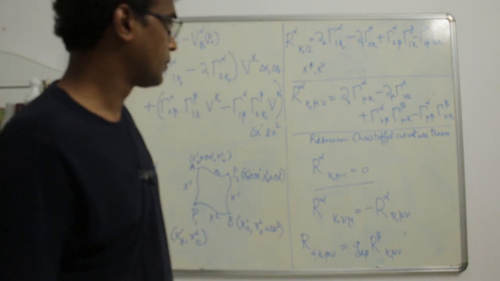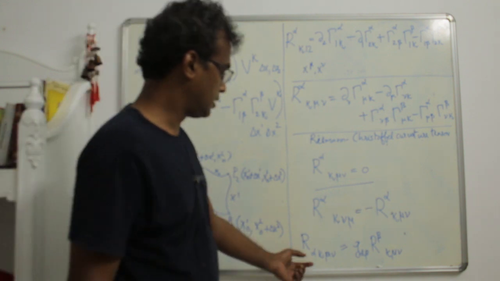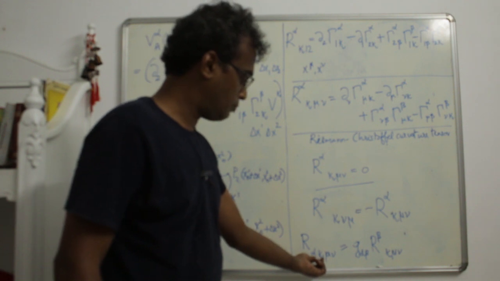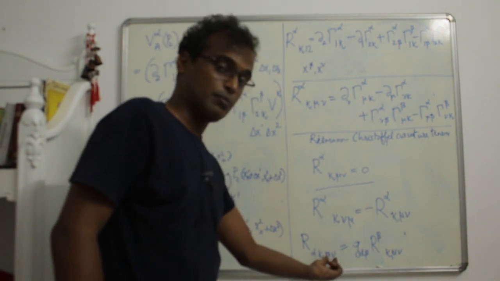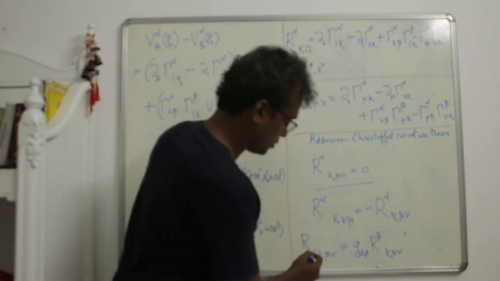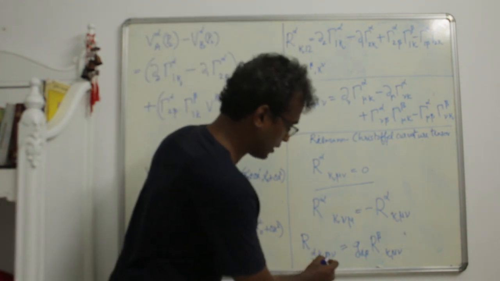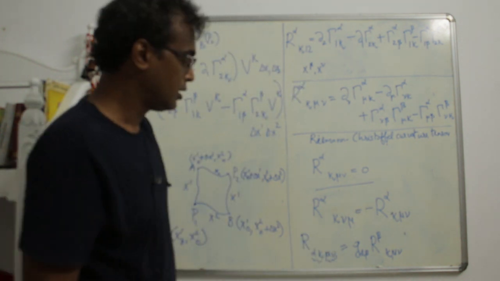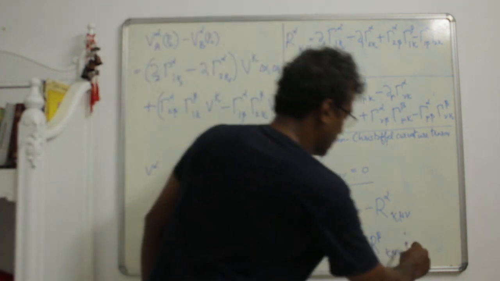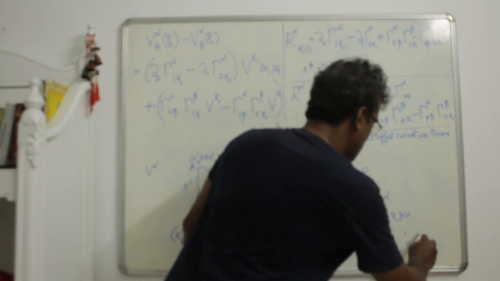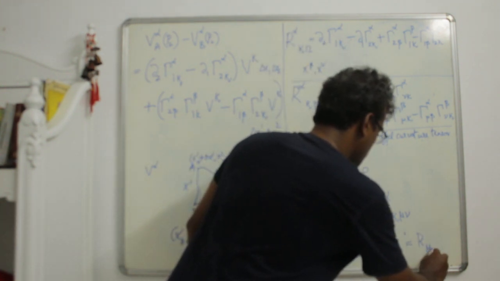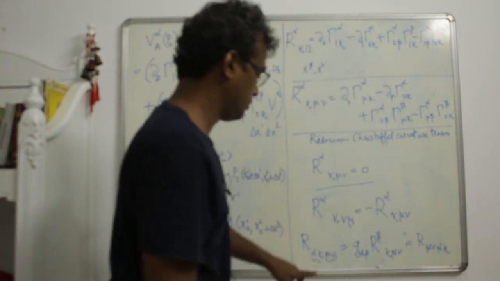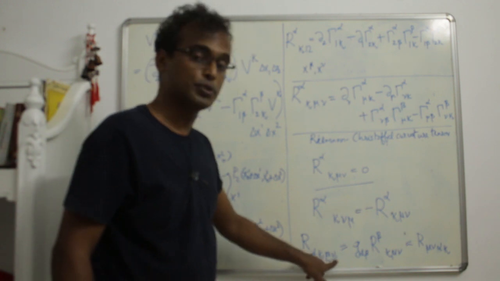That is the following. You could easily observe that if suppose we exchange the pairs alpha kappa and mu nu as a block together, so I consider alpha kappa as a block and mu nu together as a block, if I interchange the positions of these blocks, the tensor remains the same. That is, I get R mu nu alpha kappa to be the same as R alpha kappa mu nu.